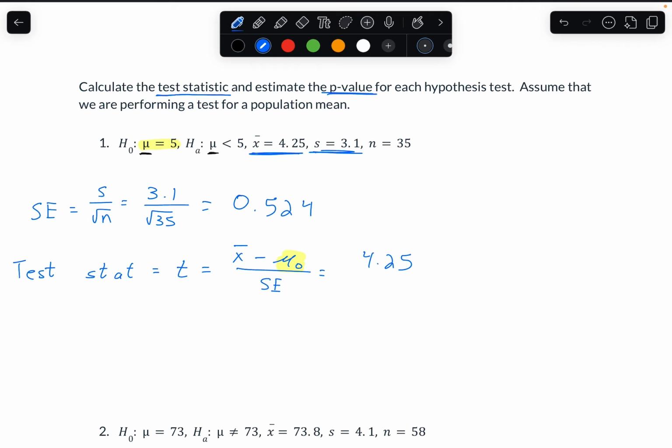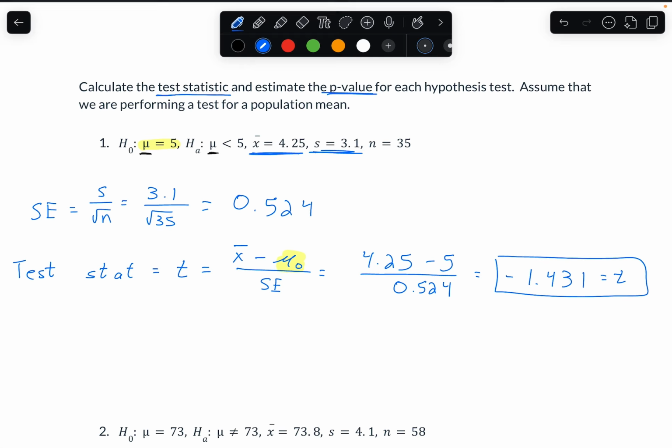So I have 4.25 minus 5, divided by my standard error, which we just calculated to be 0.524. And again, I'll grab my calculator here: 4.25 minus 5 divided by 0.524. And I ended up with negative 1.431. So we've got negative 1.431. Again, just reminding ourselves that we're going to be using the t-distribution rather than z. So there's the first part. I have my test statistic. Here's the first part of my answer.